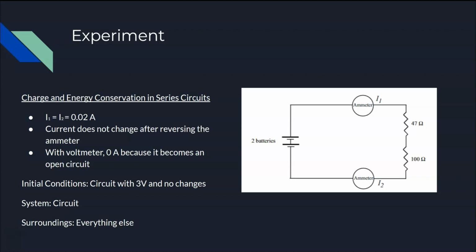I also found that the current does not change after reversing the ammeter, but I becomes 0 amps with the voltmeter instead of an ammeter because the circuit becomes an open circuit. So what this means is basically when you swap a voltmeter for an ammeter, I becomes 0 amps. The initial conditions for this experiment was the circuit shown on the right, and the system is the circuit and the surroundings are everything else.